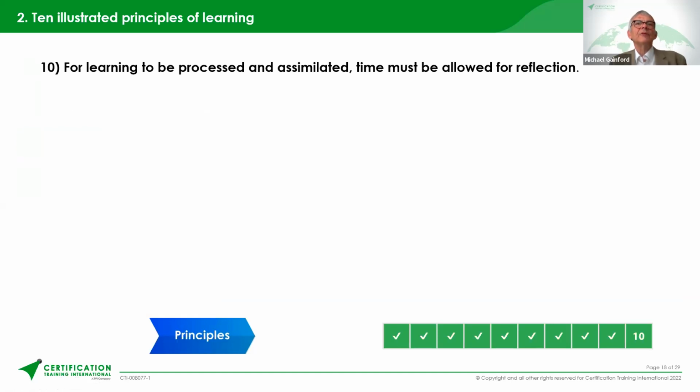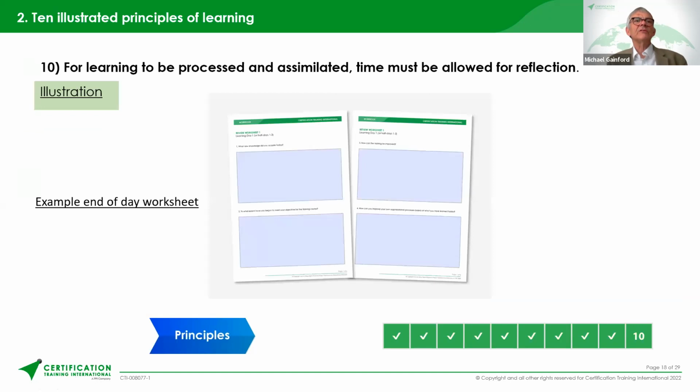And we must vitally allow time for reflection during the event and certainly at the end of the event. So here's an illustration of how that might work. You might have a worksheet at the end of the day for a learning event, and there might be 4 key questions for people to reflect on and think about. What are your learning points from today? So they've got to go back through that material and pick out their top 3 or 4 learning points.